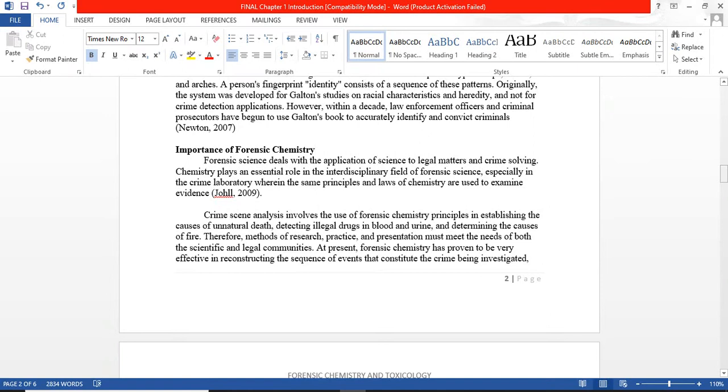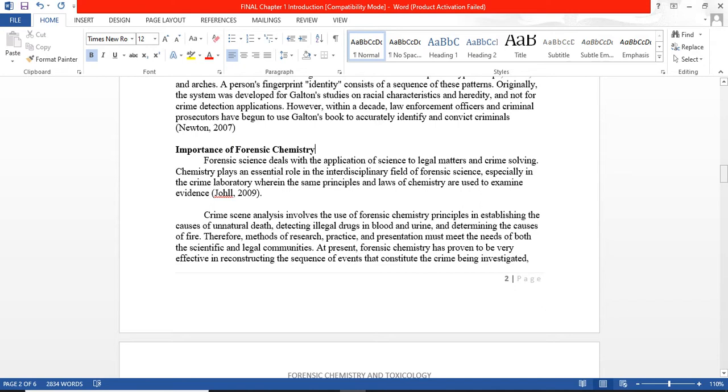Okay, the importance of forensic chemistry. Okay, forensic science deals with the application of science to legal matters. Crime solving chemistry plays an essential role in interdisciplinary field of forensic science, especially in crime laboratory, wherein the same principle and law of chemistry are used to examine evidences. Crime science analysis involves the use of forensic chemistry principles in establishing the cause of unnatural death, detecting illegal drugs in the blood sample and also the urine, and determining the causes of fire.